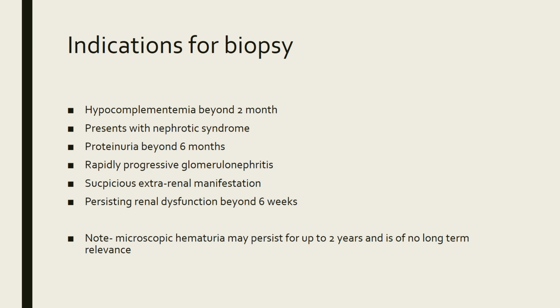And then we expect, because most patients have mild renal dysfunction, that by 6 weeks, most would have recovered their renal function back to normal. If they don't, that could be an indication for renal biopsy. Note here, and I refer back to that graph that showed us the clinical course of this condition, patients may continue to have microscopic hematuria, not macro, but microscopic hematuria for up to 2 years. And that is not a cause for too much worry, and it is not an indication for biopsy.